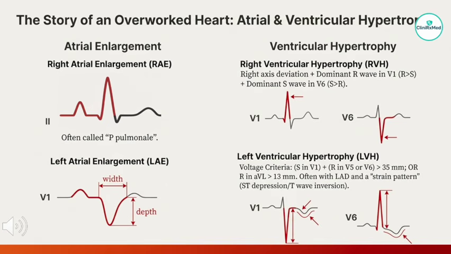Right ventricular hypertrophy, RVH, is identified by a dominant R wave in V1 greater than 7 millimeters tall. The logic is normally, V1 has a tiny R wave because the left ventricle's power dwarfs the right. In RVH, the right side becomes so thick, it wins the electrical tug-of-war in V1.